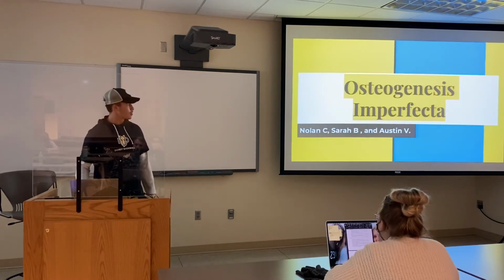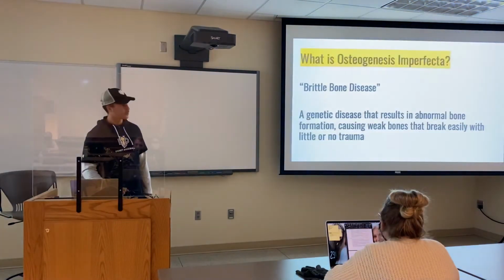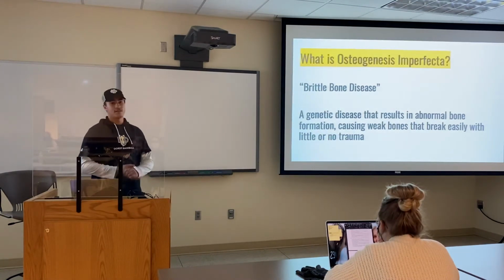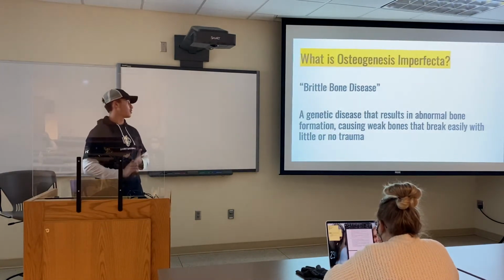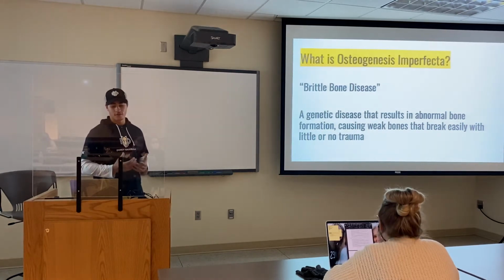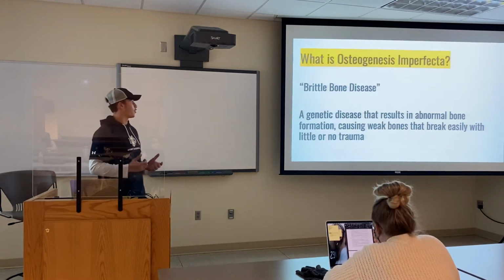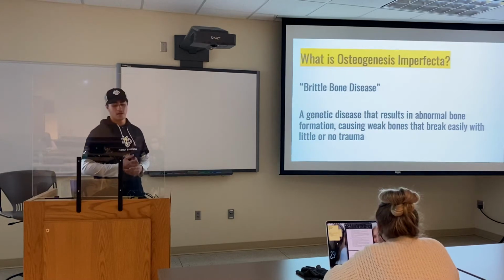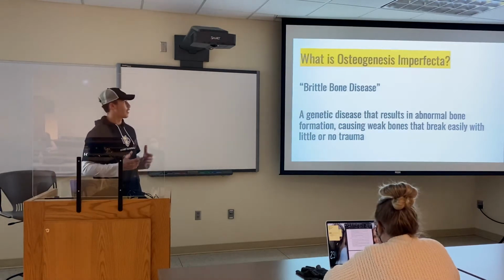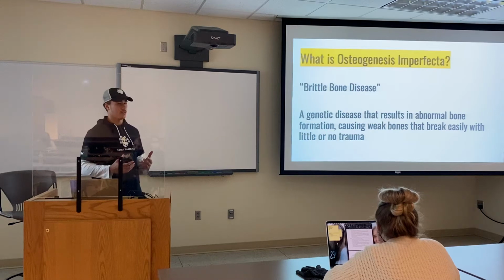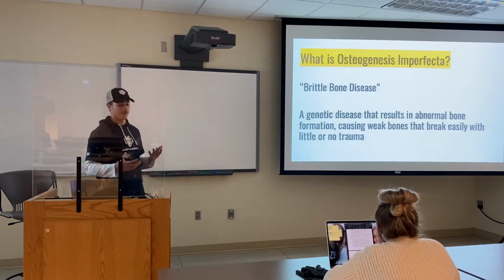So ours was Osteogenesis Imperfecta. And so what is it? It's a genetic disease resulting in abnormal bone formation, and this causes the bones to be weak or brittle. As you can see, it's also called brittle bone disease. And so to break it down, like the name, osteogenesis is bone formation, and imperfect is imperfect, so imperfect bone formation.